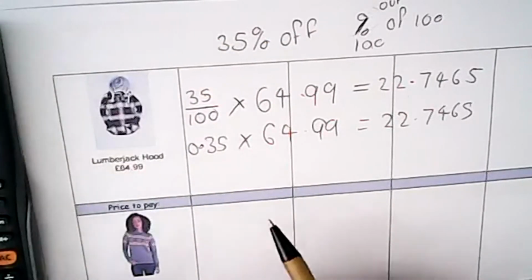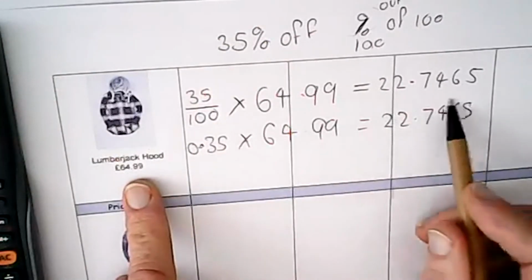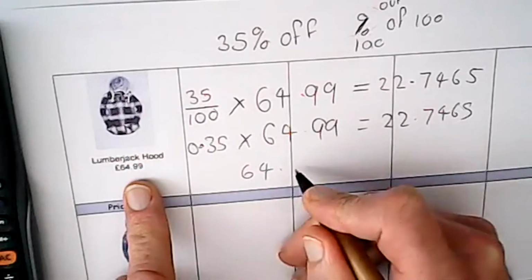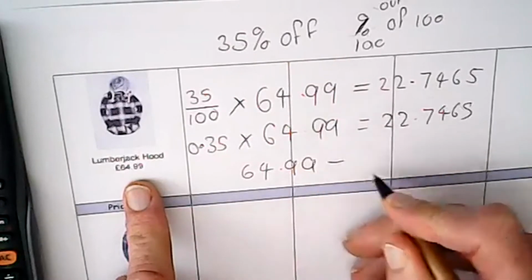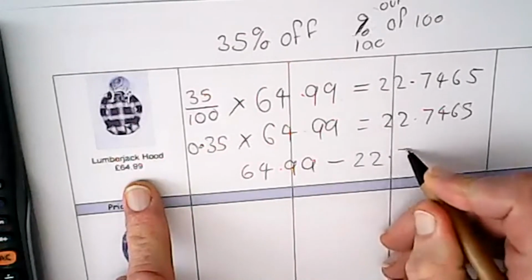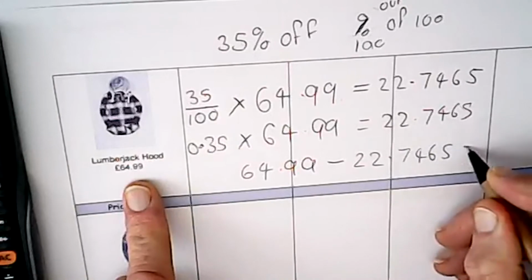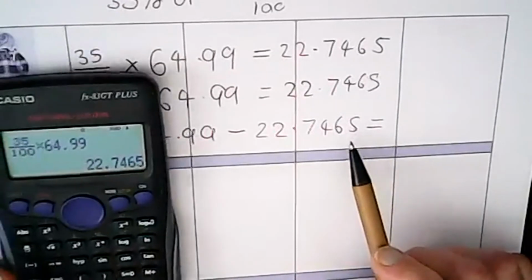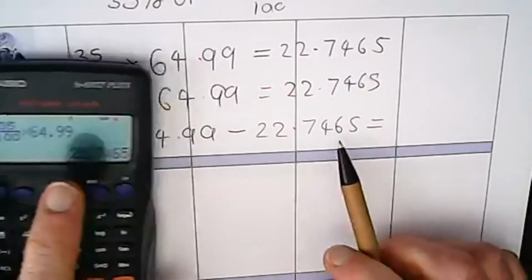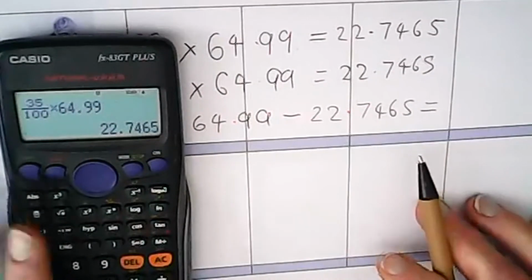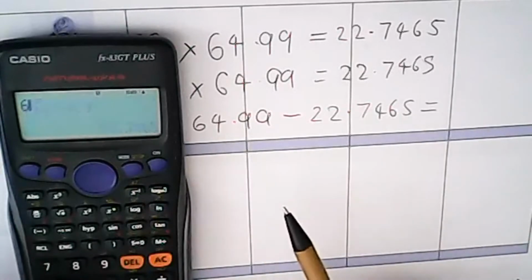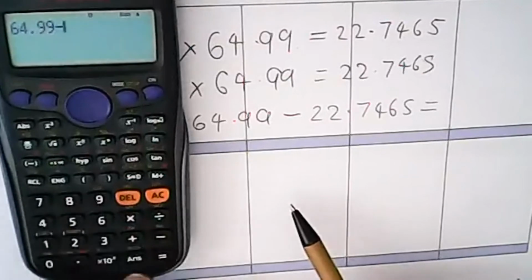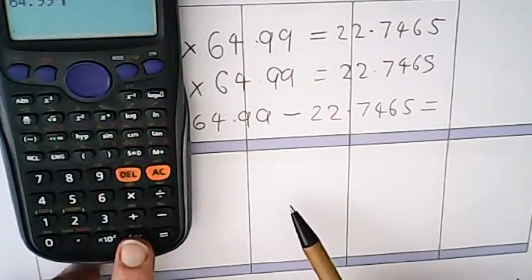Now what we're going to do next is take that away from the original, because that is our discount. That's coming off the price. And as I say, a good idea to round this right at the end. Now that's still on the calculator. This is a little trick that's really useful. So I'm going to do 64.99, take away the answer, the previous answer that was on the calculator.